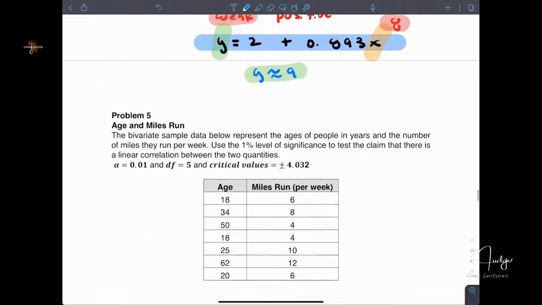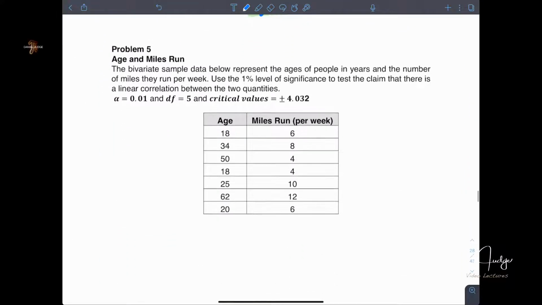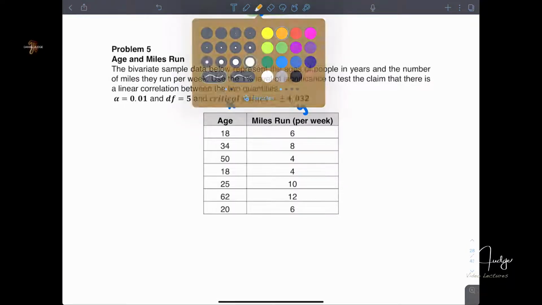All right. So let's do another. Let's do problem 5 here. It says, your age and miles run. The bivariate sample data below represents the ages of people in years. It's your age. We can't control that, but that's your independent variable. And the number of miles they run per week. Oh, that's interesting. So is there a linear correlation between your age and miles run?